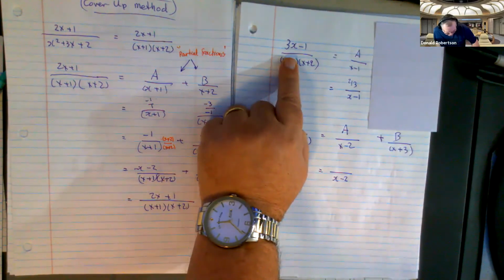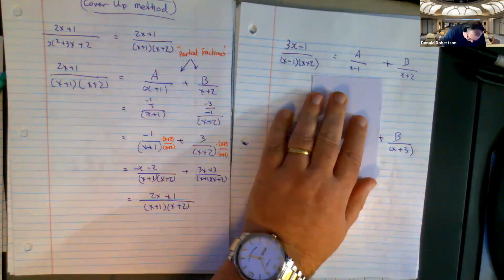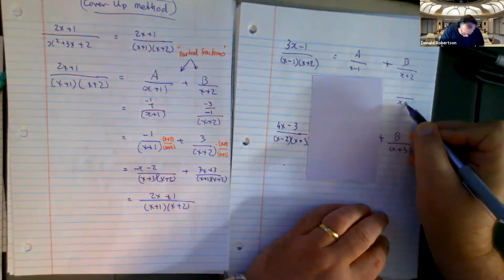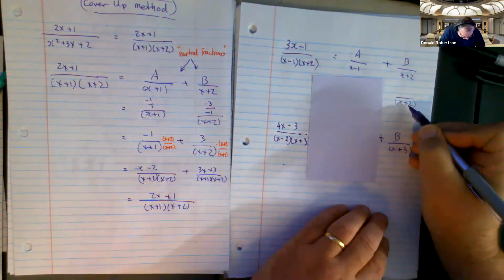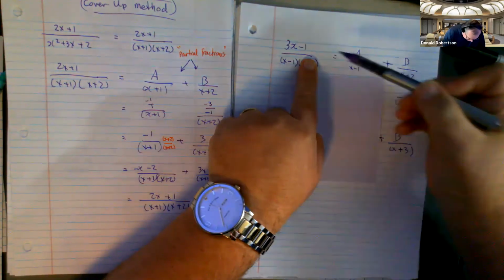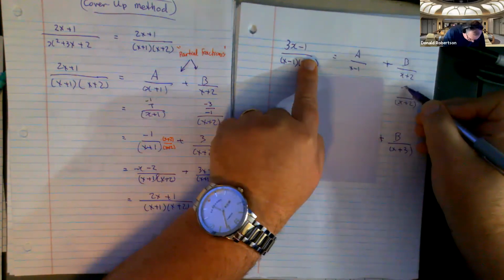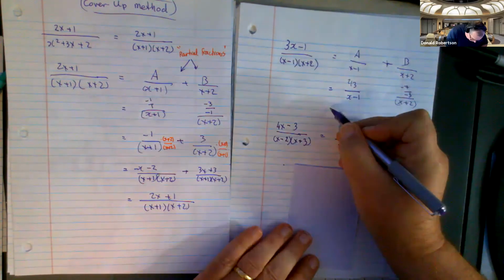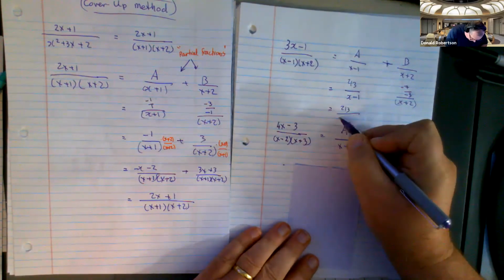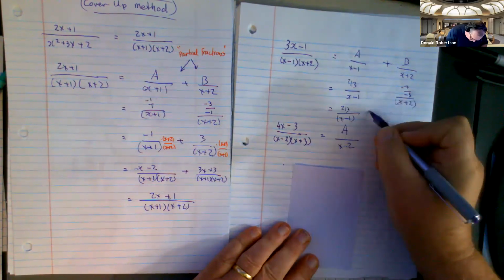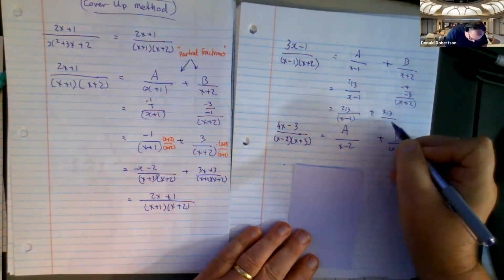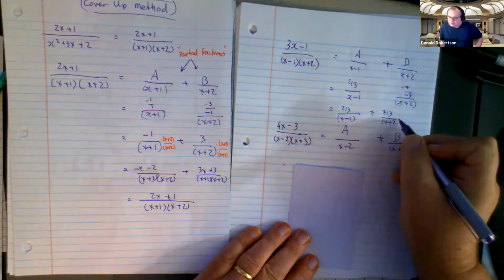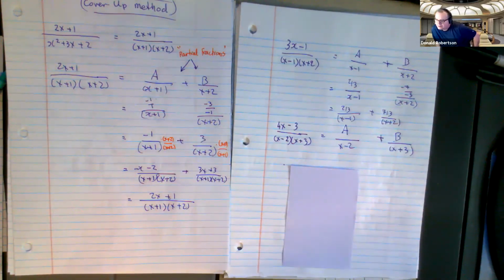Right, move over to this side. This time I'm going to put -2 in. So you plug it into the top, you get -7. You plug -2 into the bottom, you get -3. So our final answer is 2/3 over x minus 1, plus 7/3 over x plus 2. Does that look good? Yes? Okay, because you know I screw up.